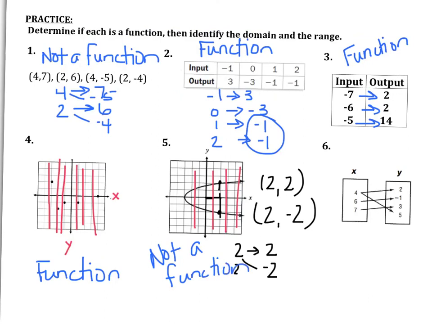The next one's easy for you to see. The input 4 has an output of 2 and the input 4 has an output of 5. Because it has two different outputs, it is not a function. All right, so in this lesson, we took a look at the difference between a relation and a function.